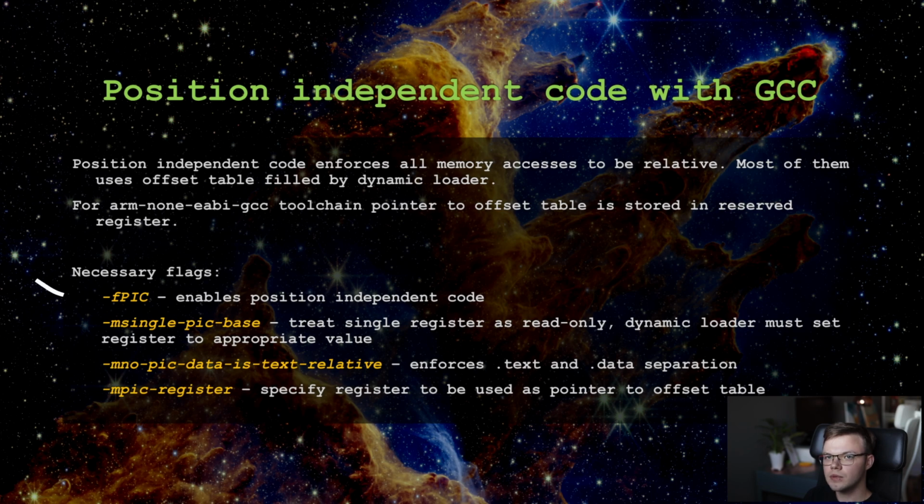Important ones are -fpic, which enables position-independent code, -msingle-pic-base, which treats the PIC register, by default R9 for non-EABI, as read-only, so the compiler won't generate wrappers to manage register R9 and moves responsibility to the runtime system, for example to the dynamic loader. -mno-pic-data-is-text-relative separates text and data sections, which is necessary if only data is copied to RAM, and -mpic-register. If there is a need to change the default R9 register, we can use some other.